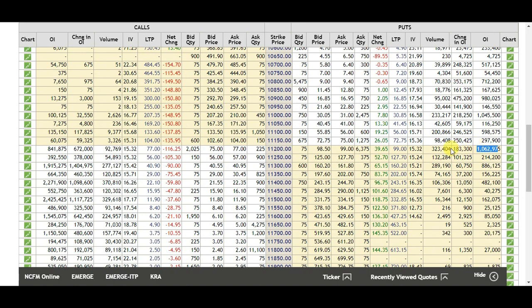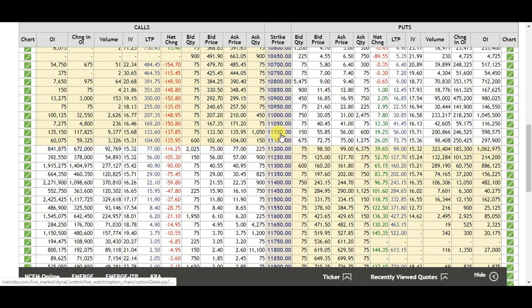It means the put sellers or put writers who sold the contracts at this strike price 11,200 have not unwound their positions. It means they still think that Nifty will go above the strike price 11,200 in the coming days. That's why they have not unwound their position at this strike price.